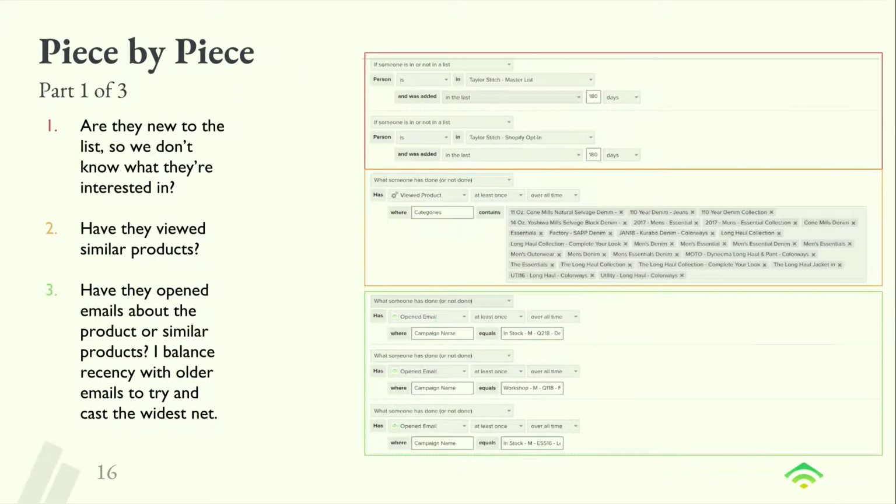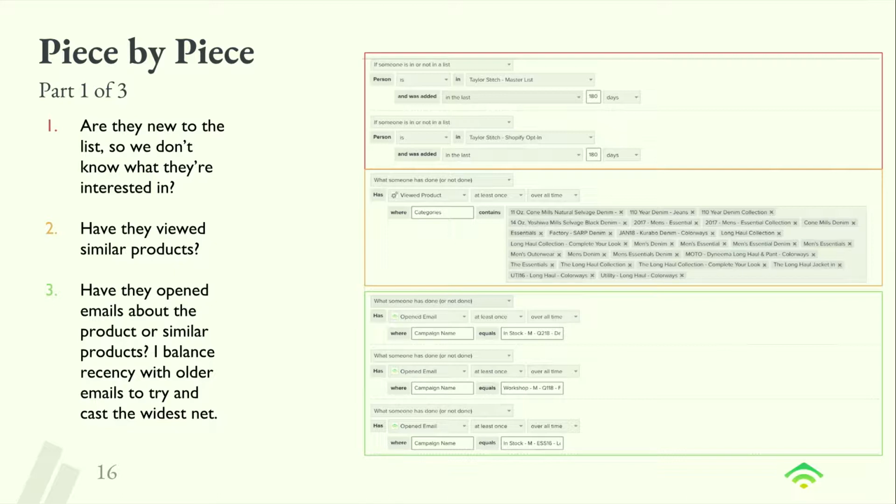This is a breakdown of one of the segments that I have. In each one of these boxes, you can think of the between as an or statement. At the beginning, I asked, are they new to the list, so they don't know what they're interested in? Then I want to email them a wide variety of things to see what they click on, what they're engaging with, what they're actually most likely to purchase.